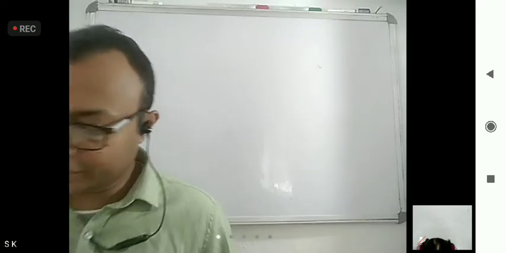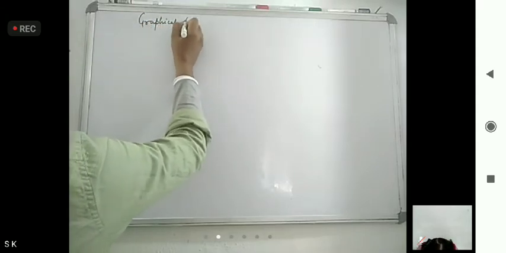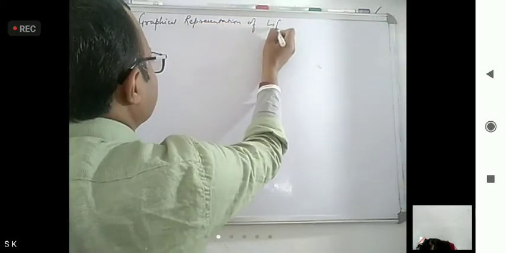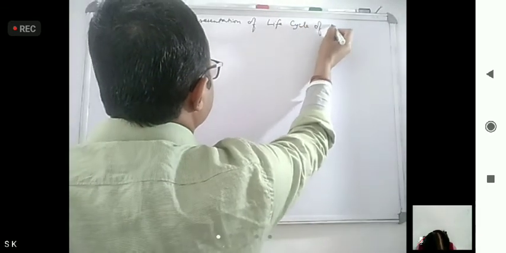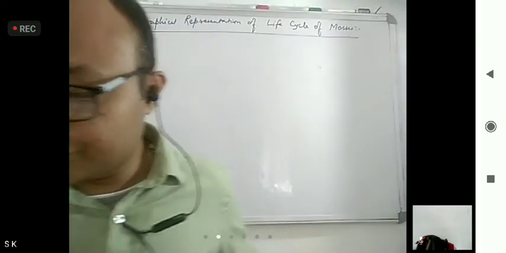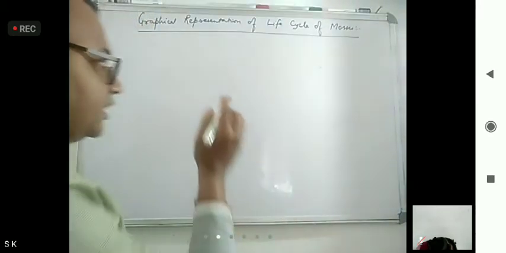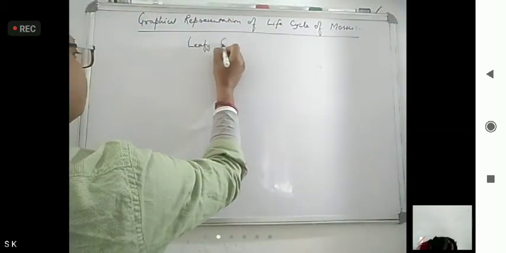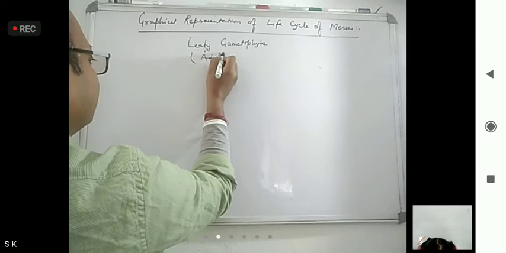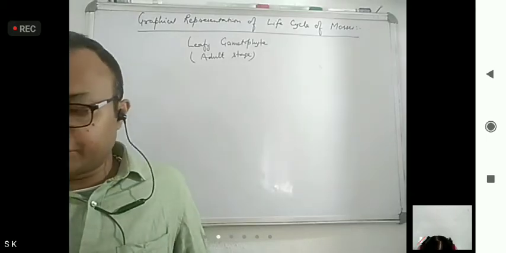So we have to see the graphical representation of the life cycle of mosses, very very important. Now, till now what we have seen is that the leafy gametophyte is the adult stage or adult phase, because the juvenile is what? Protonema. So the leafy gametophyte is the adult stage.